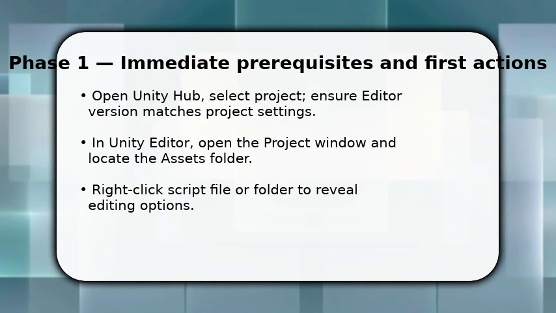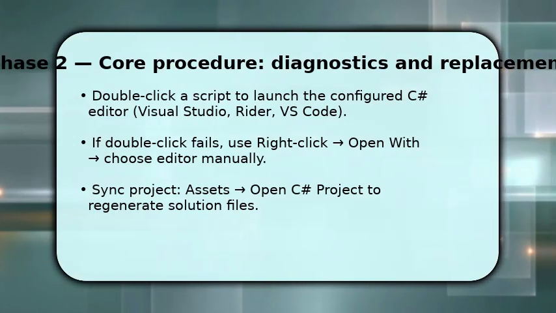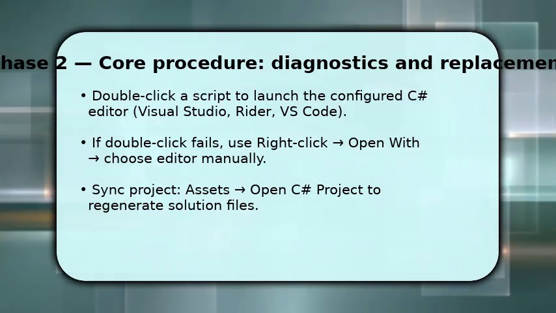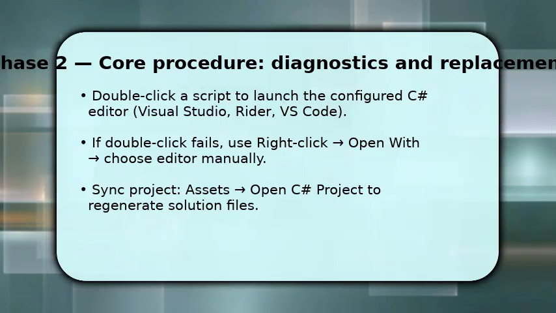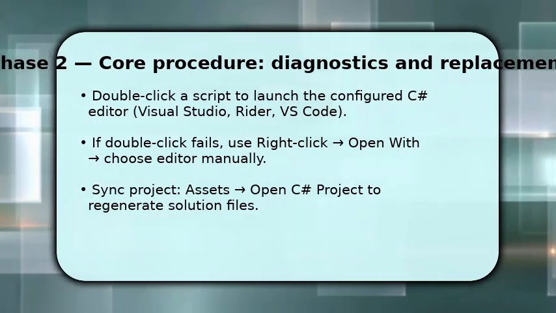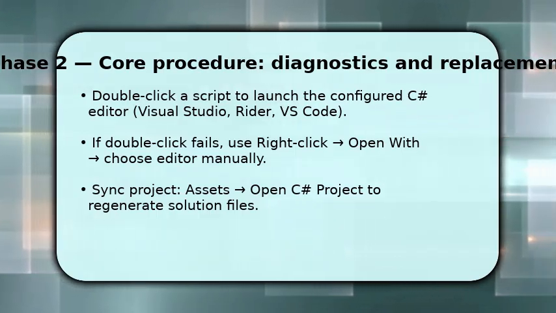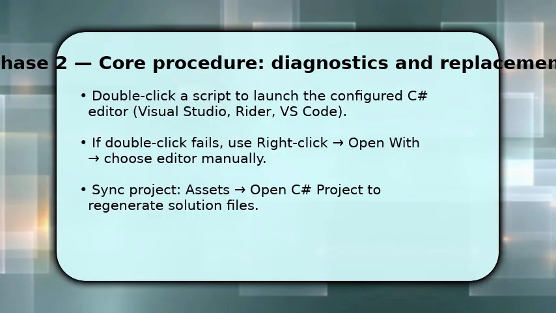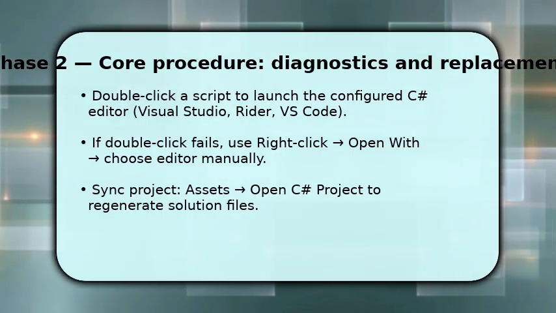Double-click the script. Unity opens your configured C# editor, for example Visual Studio or Rider, because Unity generates project files that the editor uses. If nothing happens, right-click the script and choose Open With, then select your editor. This fixes wrong associations. Once done, use Assets > Open C# Project to force regeneration of SLN and CSPROJ files so IntelliSense and debugging work.